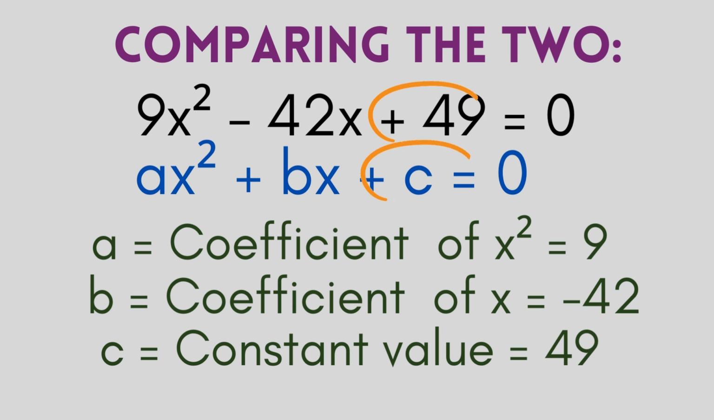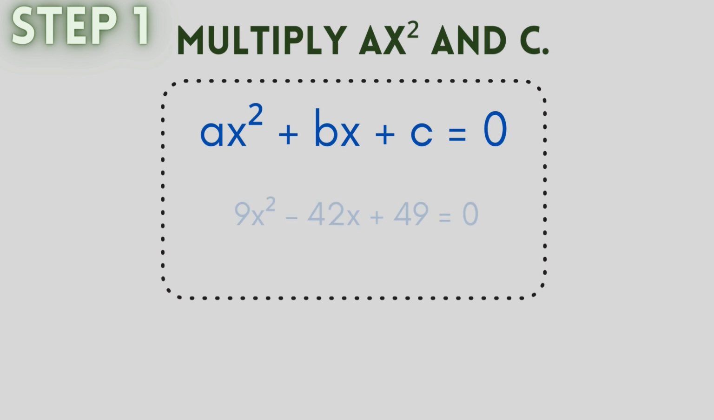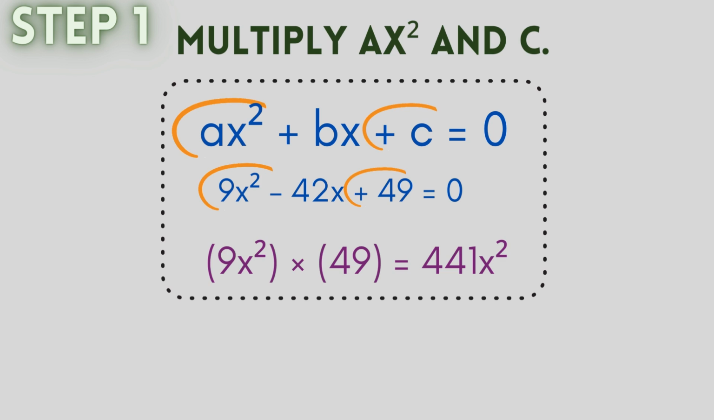The first step is to multiply ax square and c. Clearly, we will get 9x square multiplied to 49, which is equal to 441x square. Now we need to do some extra work. We need to figure out what are the combinations of variables and numbers that when multiplied give us 441x square. The two factors resulting in the product of 441x square must each contain a variable and a constant compulsorily.